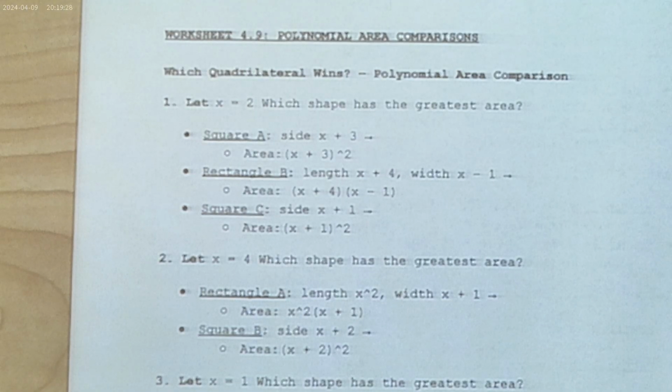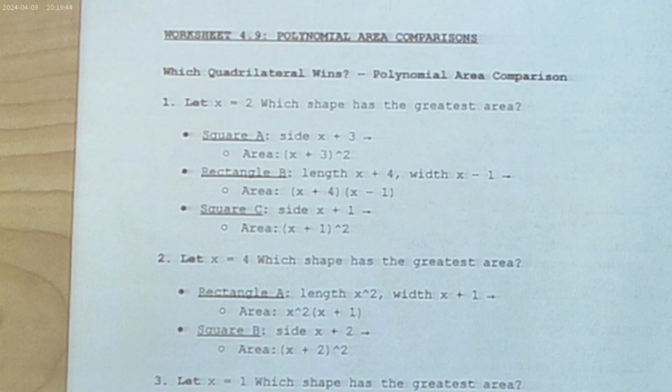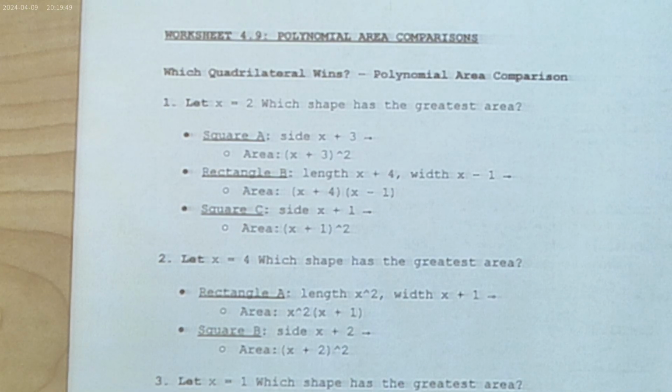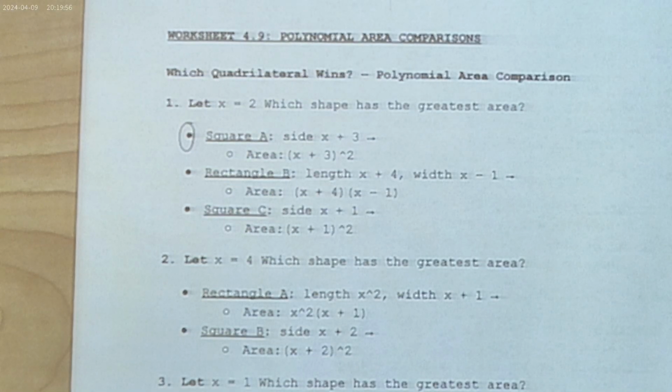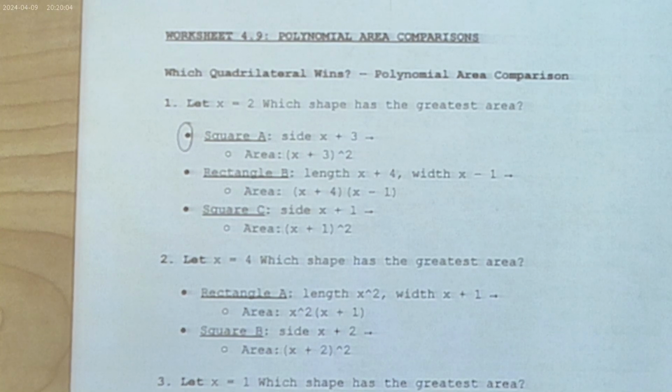Before we calculate anything, this is going to be practice calculating area. Before we get anything, we have to make a prediction. We have to decide which shape is going to win out, and we can't calculate it out. So for this first one, I'm going to go with square A, just off of the x plus 3 side. I think we're in good shape here. So let's work it out.